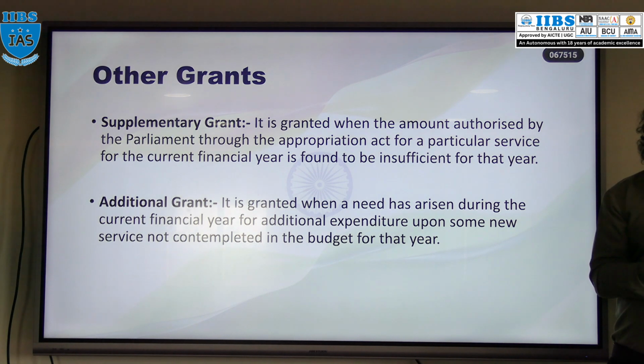If a minister asks for 10,000 crore rupees, but only 8,000 crore rupees is approved, there is a shortage of 2,000 crore rupees, then again a grant of 2,000 crore rupees will be granted. Through which grant? Supplementary grant.